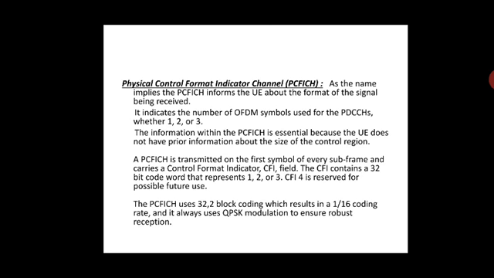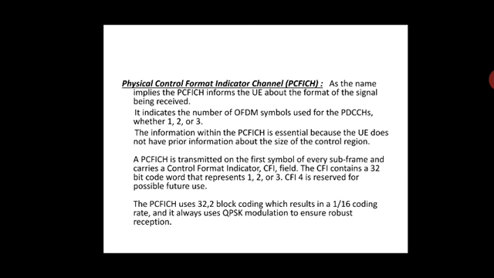That's why the PCFICH is transmitted on the first symbol of every subframe and carries a control format indicator, the CFI. The CFI contains a 32-bit code word. It will be represented with 1, 2 or 3, and the fourth is reserved for possible future use.